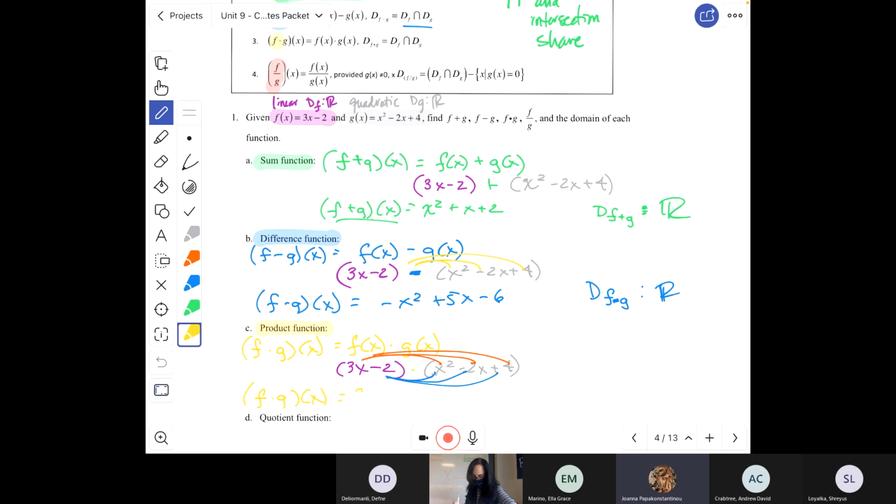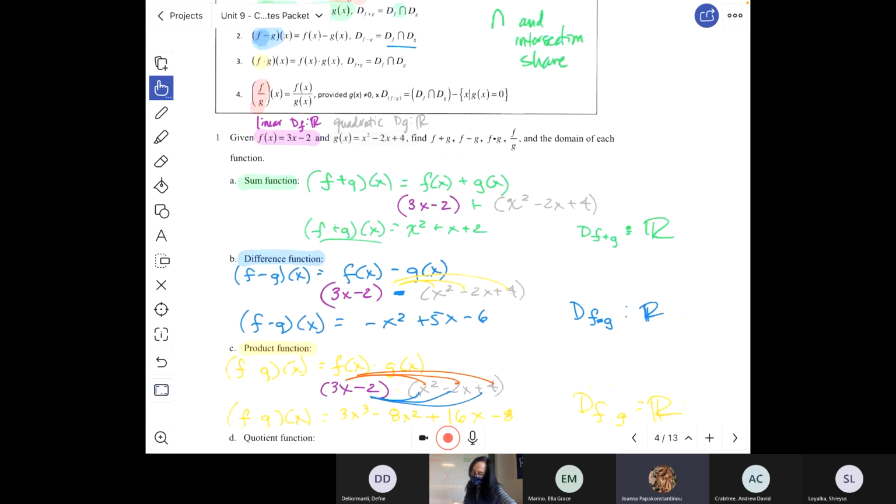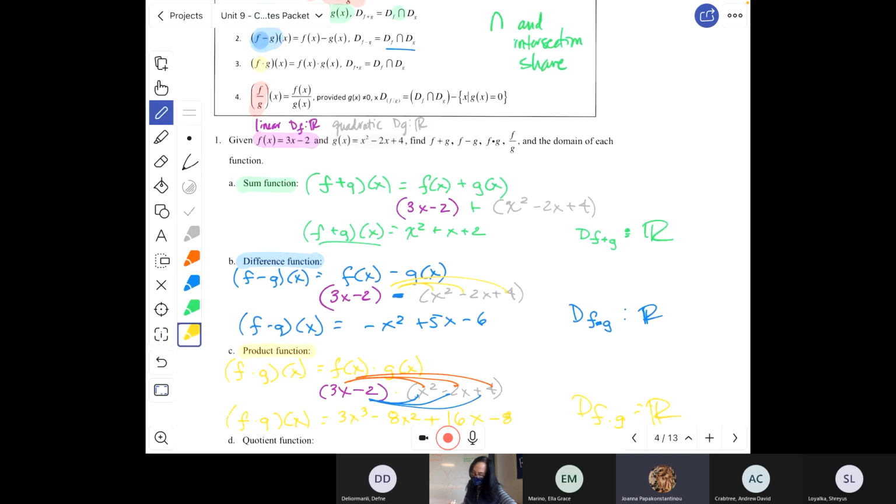Yes, minus 4x squared. Minus 8x squared. Plus, plus what? 16x. Excellent. And so the domain of f times g is all real numbers. Excellent. And last but not least, and again, just to point out, it's still the intersection.